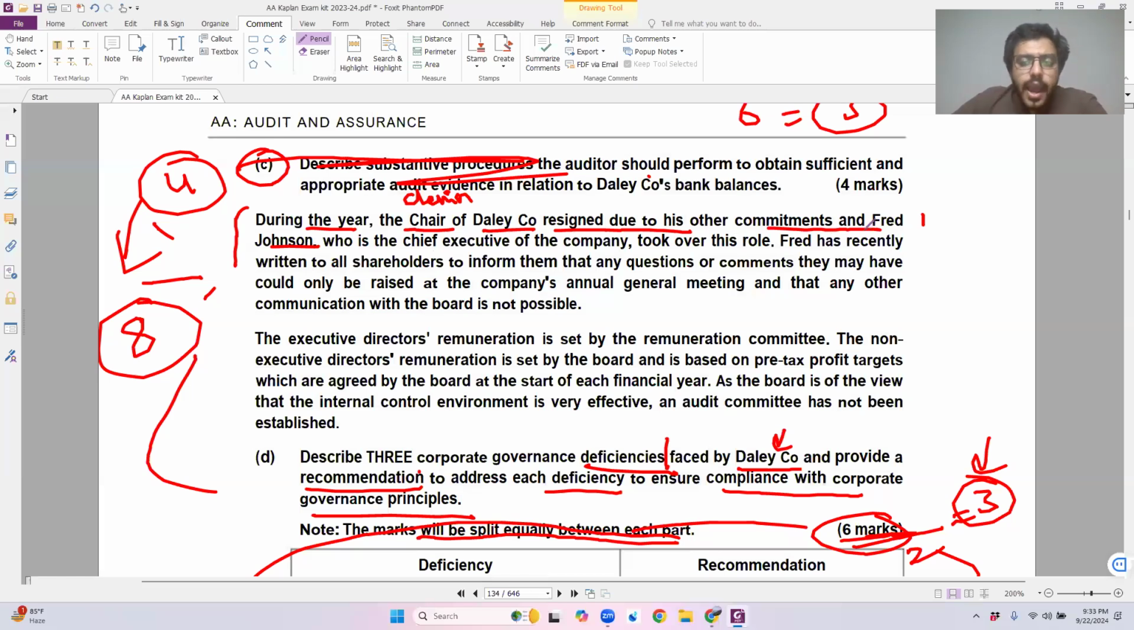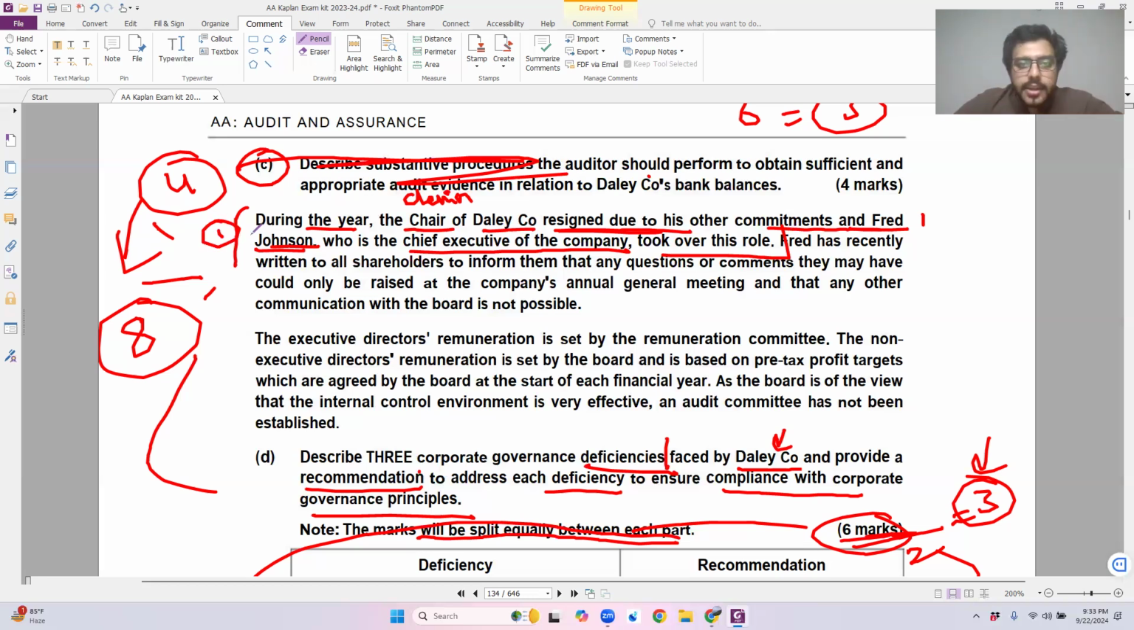Now, after that, during the year, the chairman of Daley Corporation has resigned due to his other commitments, and Fred Johnson, who is the chief executive of the company, took over this role. Yep, that's wrong. Why has he done that? Fred is the chief executive officer of the company. The CCG says that the chairman and chief executive roles must be different from each other. They can't be taken over by one person. And again, Fred Johnson is an executive director. An executive director cannot take the role of a non-executive director. So there are many different issues. So we have identified the first issue right here.